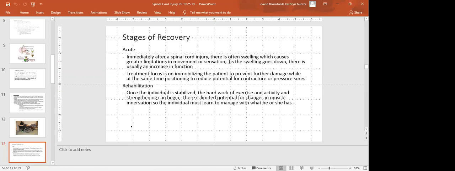So that puts additional pressure on the spinal cord. Because of that additional pressure, the person may have decreased function. Then there's a period of a couple of days while the swelling goes down, and there we usually should anticipate a little bit of increase in function. So maybe when they first were injured, they couldn't move their hands, but by the time the swelling goes down, they have more hand movement.